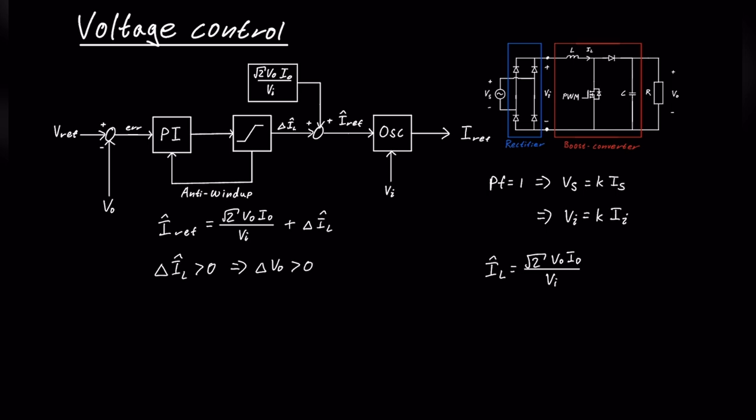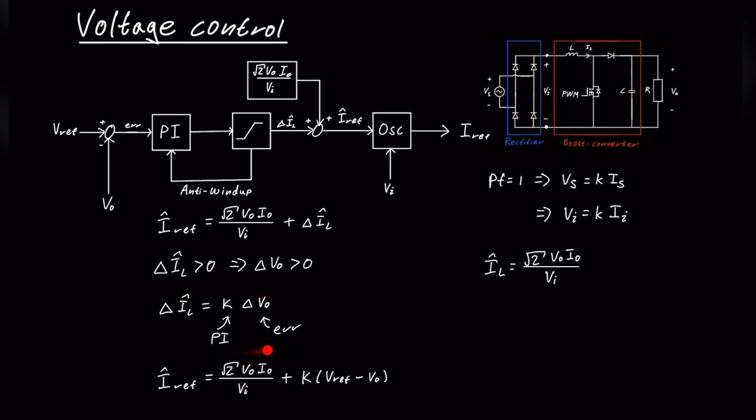Which means that we can do the same trick as for the current control. The change of inductor current is equal to a positive constant multiplied by the change of output voltage. And now this is the PI controller, and this is the error. If we now put this one equation here into this one, we get this. Assuming that the error here is the voltage reference minus the output voltage. And this constant K here is a PI controller.